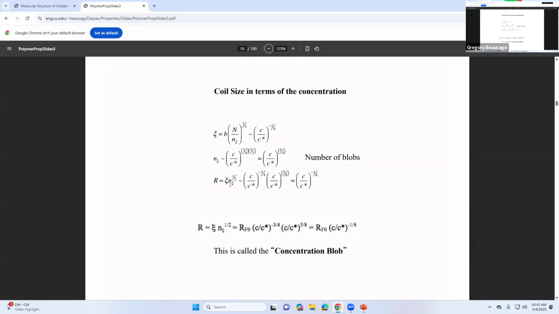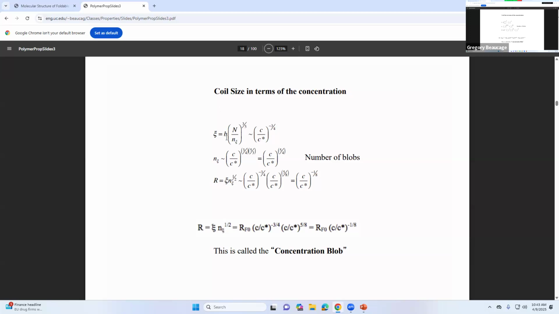If you know how many are in the blob, you know this thing is to the -3/4, and that thing is going to be 5/4, to the 1/2 gives 5/8. Then you end up with the size of the coil having a weak dependence on concentration, to the -1/8 power. So the higher the concentration, it gets smaller. This other thing has a much stronger dependence on concentration. So you can get the whole picture of how the structure changes with concentration, and that's verified by neutron scattering. It's a nice picture.